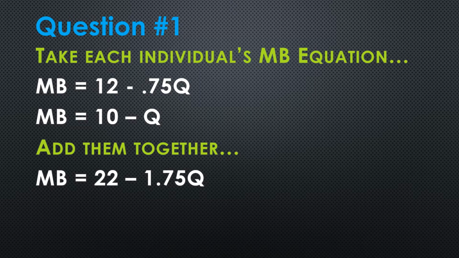So what we do is we take each individual's marginal benefit equation. In this case, we took person A and person B. We take their marginal benefit curves and we add them together. As we said, take the first units, add them together, and we get the 22. Take the second part, add them together, and you get the minus 1.75 Q. So from this, now we have the society's total marginal benefits curve here of 22 minus 1.75 Q.